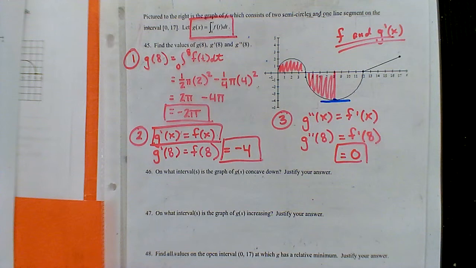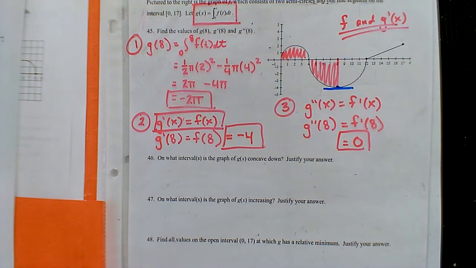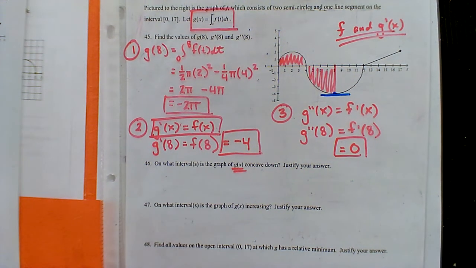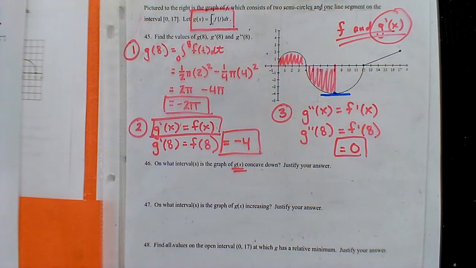Good job. All right, let's check out the next one. On which intervals is the graph of g concave down? Okay, so they're asking us about g now. They're not really asking us about something in terms of f. So if g is concave down, we notice that this graph is representing the derivative of g. So what do we need to analyze on the derivative graph to help us determine concavity? They want us to justify our answer.